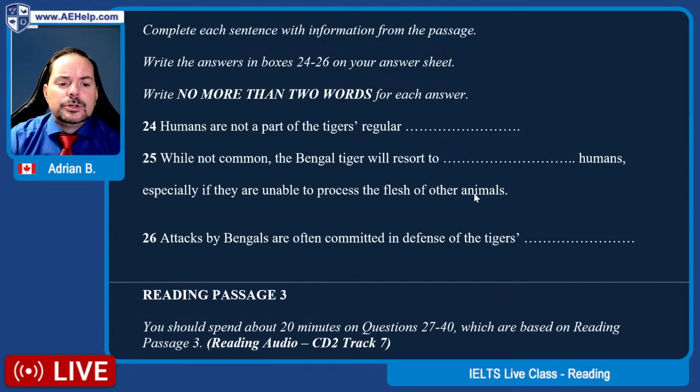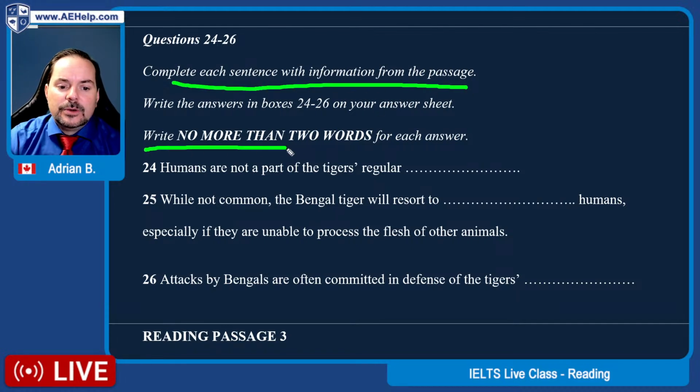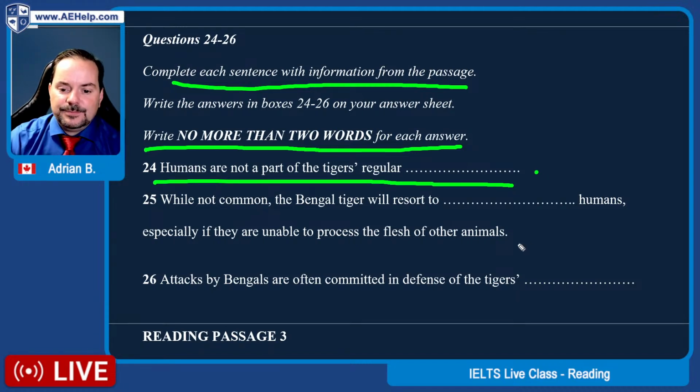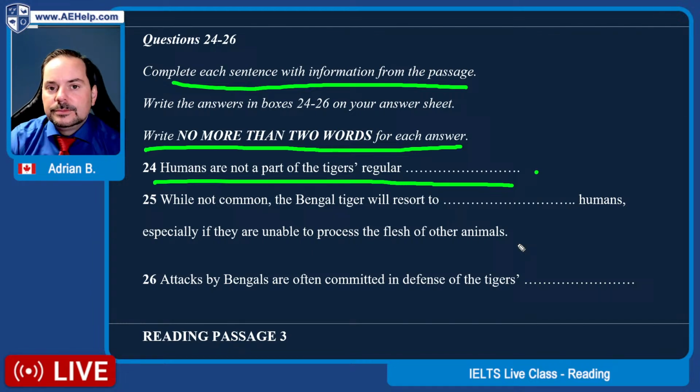So now we go to the last piece here, which is complete each sentence with the information from the passage. Write no more than 2 words. Humans are not a part of the tiger's regular what? The way to do this, students, is to finish it on your own, because searching for this is going to be really tough. And then if you're not sure, you can go back and check.